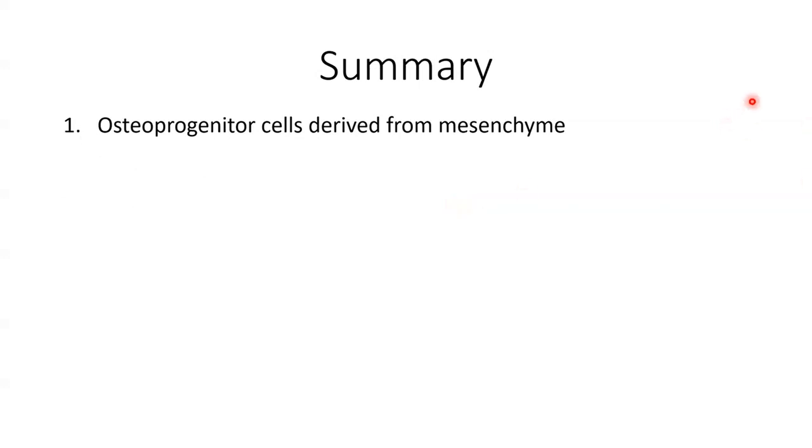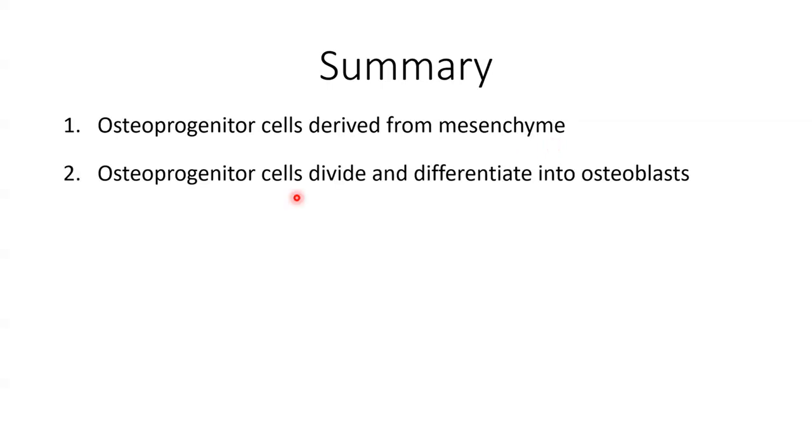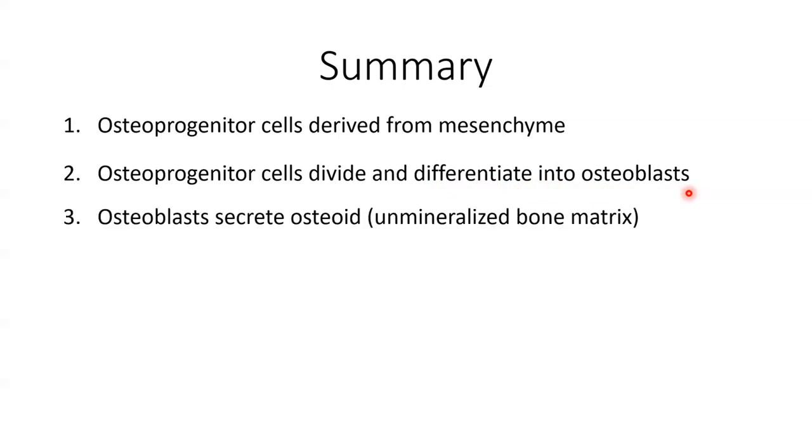So that was a lot. So I thought I'd give you a bit of a written summary of the last few slides. Osteoprogenitor cells are derived from mesenchyme. Remember, mesenchyme is that tissue from which all connective tissues originate. Osteoprogenitor cells will divide. They're the only bone cell that can divide, and then differentiate or develop into our osteoblast.